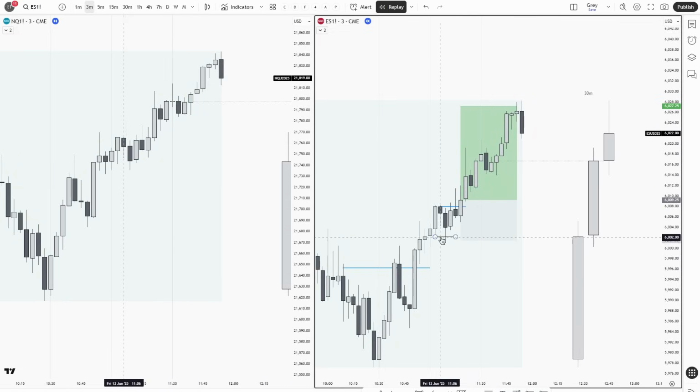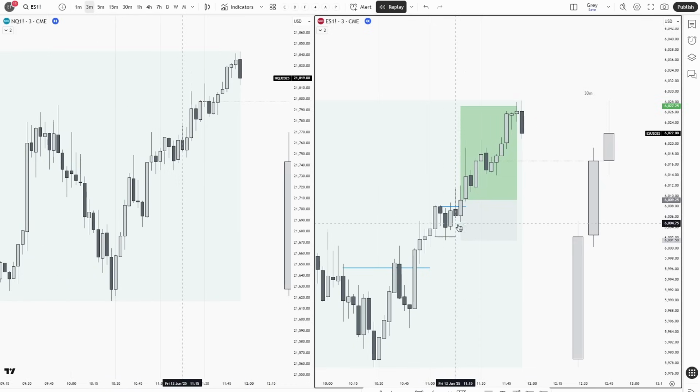Honestly, I will not trust this type of order block because it doesn't have anything. I cannot trust this as a low. So I would wait for a deeper, bulkier order block to get on side with.